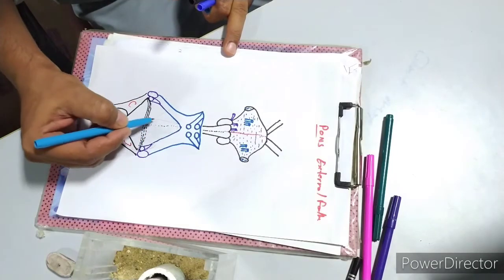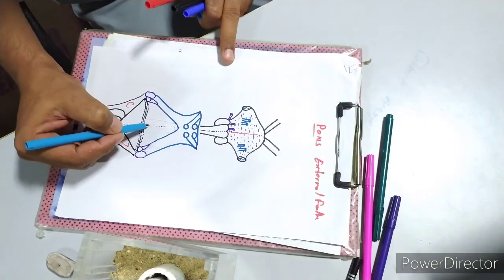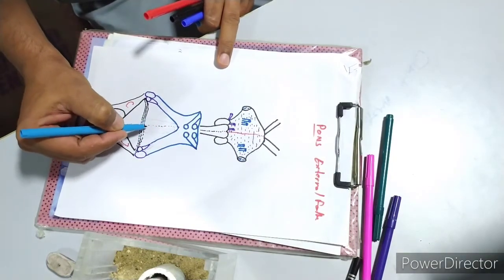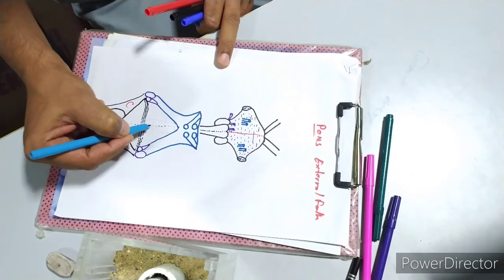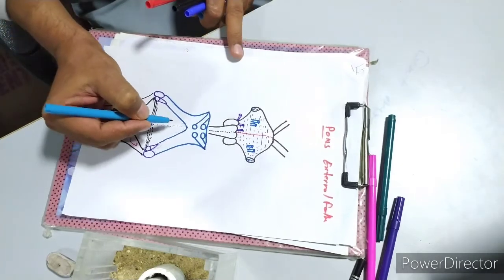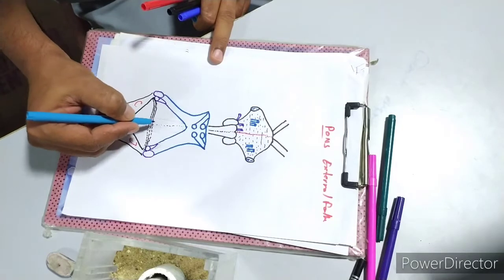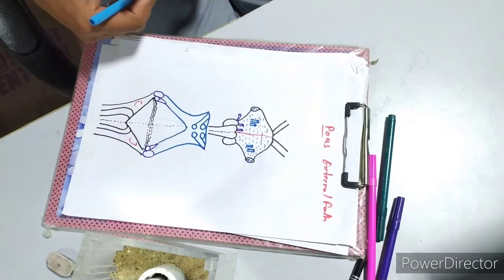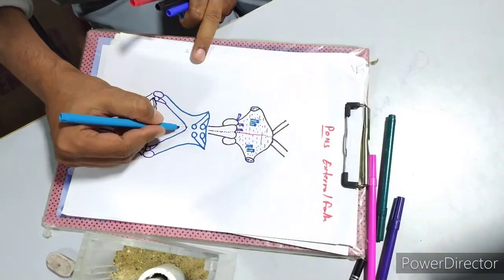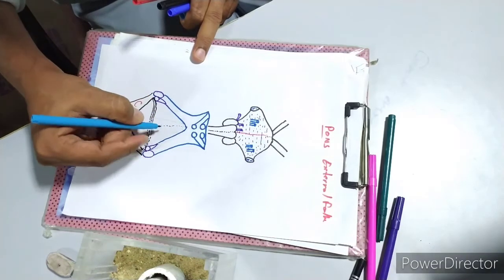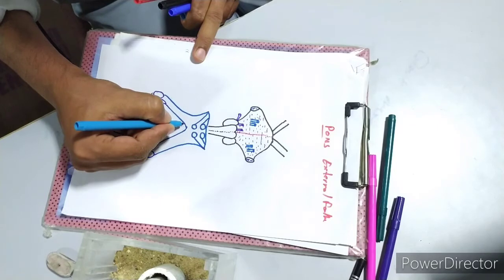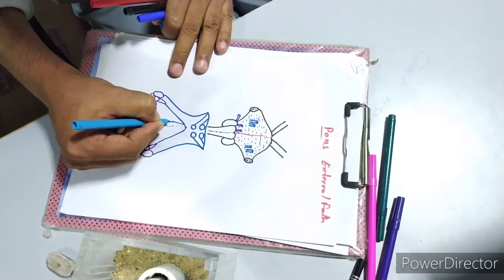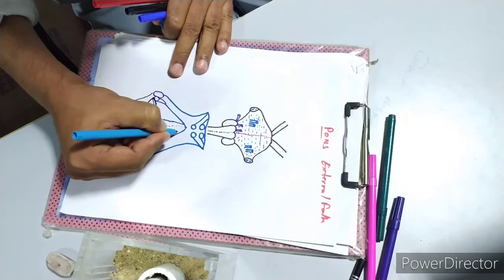Now, look at this part. This is the upper part of the floor of the fourth ventricle, which is formed by the posterior surface of the pons. This posterior surface of the pons has special features. In the midline there is the posterior median sulcus, and lateral to the posterior median sulcus there is another sulcus. This is the sulcus limitans.